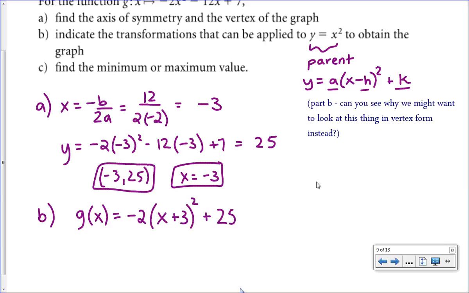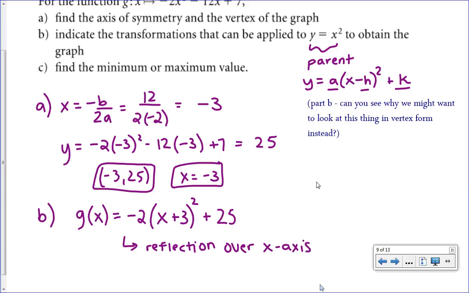So now I can see what the transformations are. I have 4 transformations: a negative, the 2 that's in front, the 3 that's being added, and the 25 that's being added. So all of the transformations that occur are a reflection. Remember that the negative is going to cause a reflection from the parent function, which is just x squared. A reflection over the x-axis, that's from the negative in front.